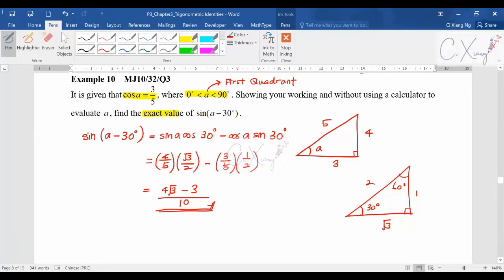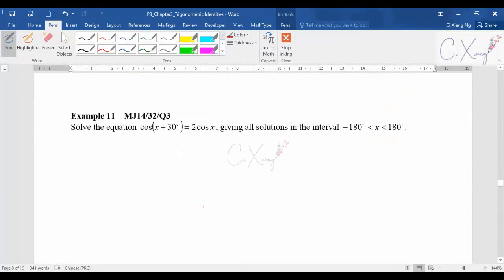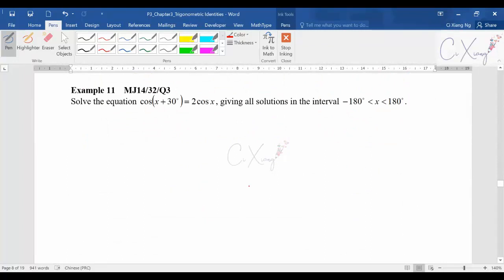If no problem, let us continue to example 11. For example 11, they want you to solve the equation. When they want you to solve the equation, as I told you just now, you have to make sure that your whole equation has only one type of trigo. If you look at this question, you only have one type of trigo, cos(x plus 30) and also cos x. The second thing you need to check is that you expand until you have no compound angle in your calculation, leaving only one single trigo.